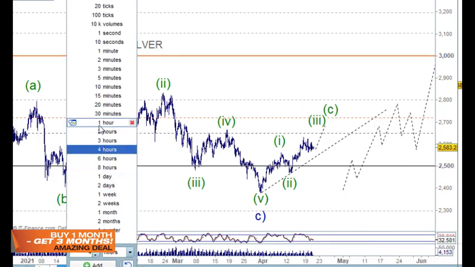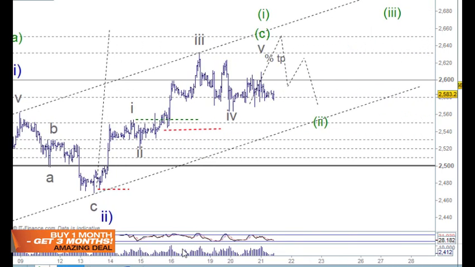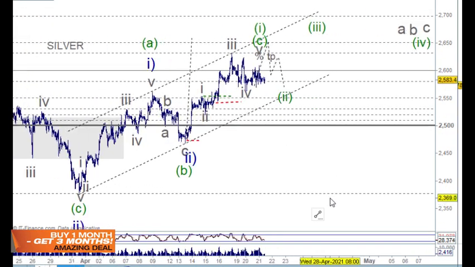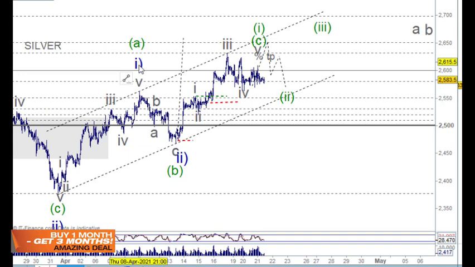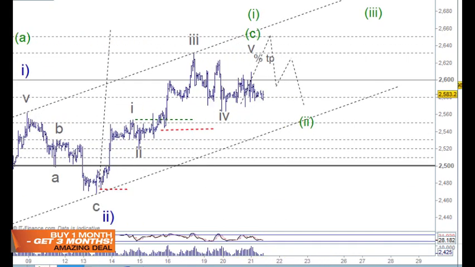On the hourly chart, just drilling in here, I've labeled it a little bit differently. Instead of having green wave 1, I've got blue wave 1 here, blue wave 2 here, and then I'm putting green wave 1 here and green wave 2 here. So it's a little bit different at this point. Just sort of looking at variations of things, just trying to accommodate most things.